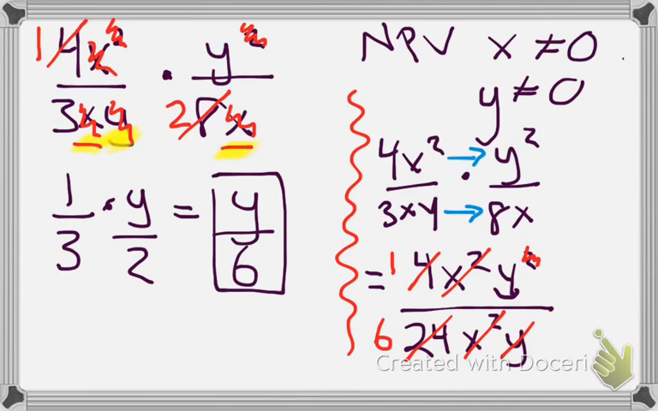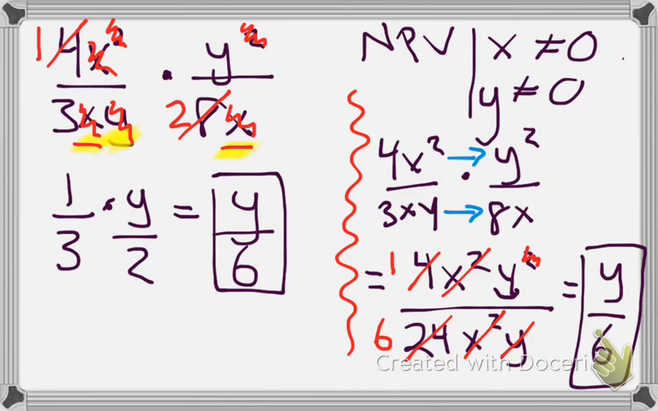Okay, and then I look and I say, okay, that leaves me with a 1 y on the top and a 6 on the bottom. Either way is a perfectly valid way to do this, and it's really just up to personal preference. But we should get y over 6 with our NPVs, x and y cannot equal 0.